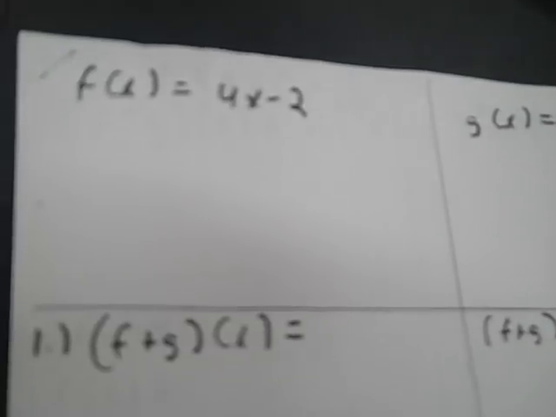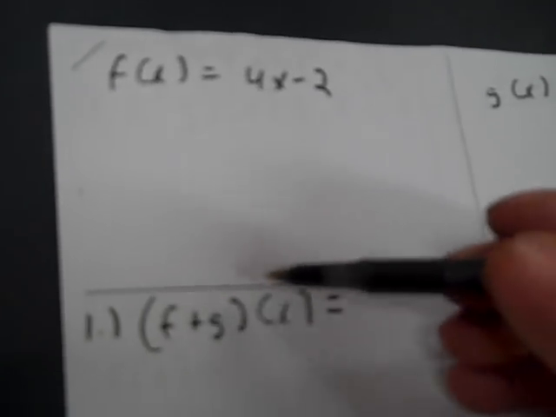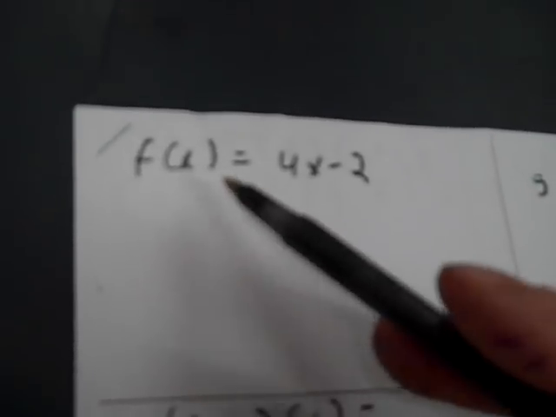Okay, this is your review for your third assessment over the composite functions. Remember these? F of x equals 4x minus 2. G of x is 3x to the power of 2 plus 4. Now the first thing I'm supposed to do is find a simplified expression for f plus g of x.